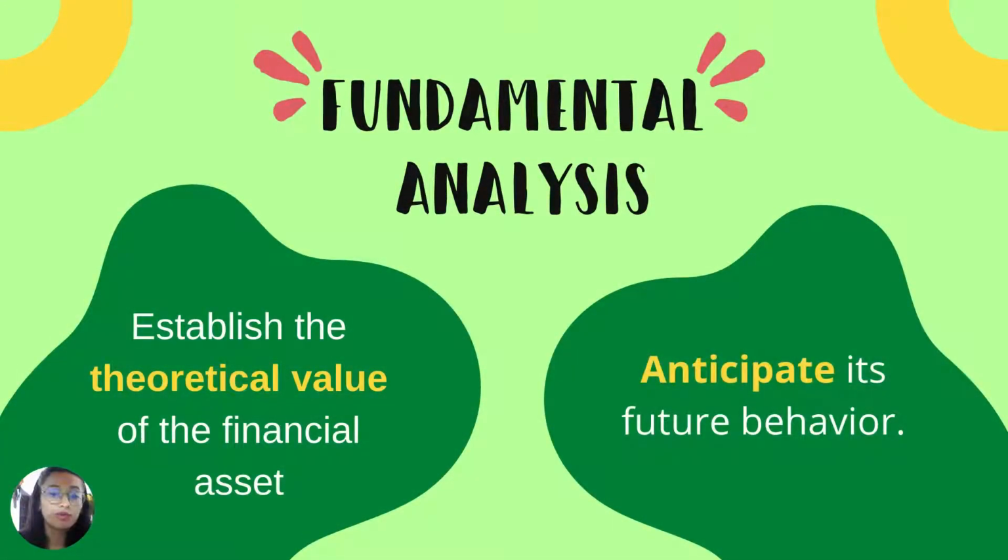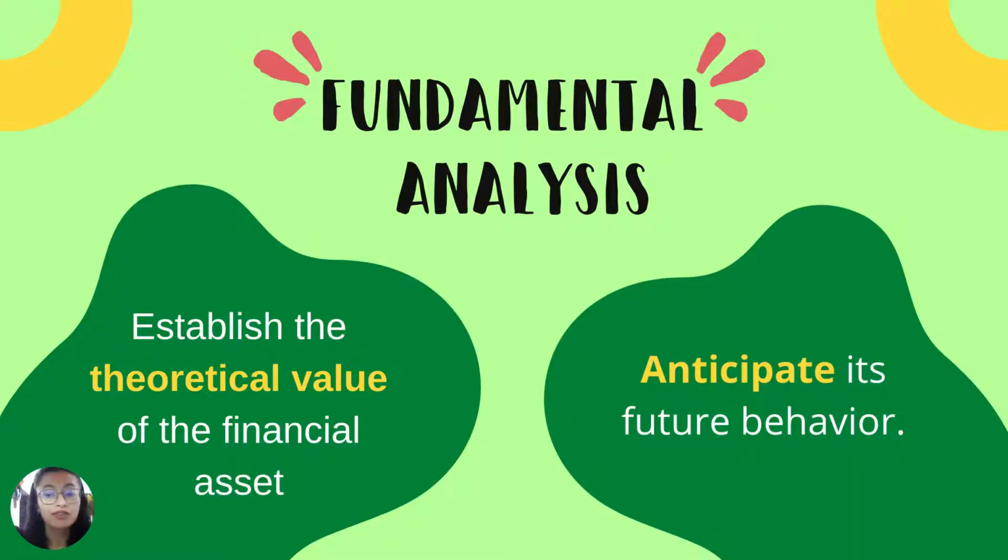First, we must know that there are two types of analysis. The first one is the technical analysis, and another is the fundamental analysis. In this video, we will talk about the fundamental. This allows us to establish the theoretical value of the financial asset and to anticipate its future behavior, knowing that a stock is undervalued or overvalued in order to make a decision to buy or sell.